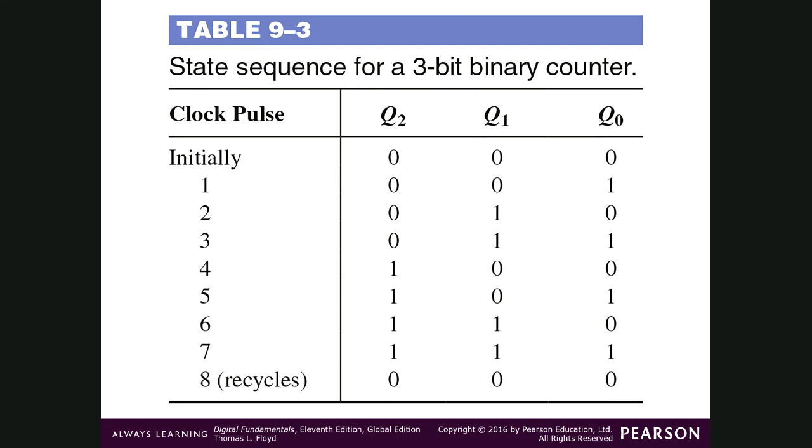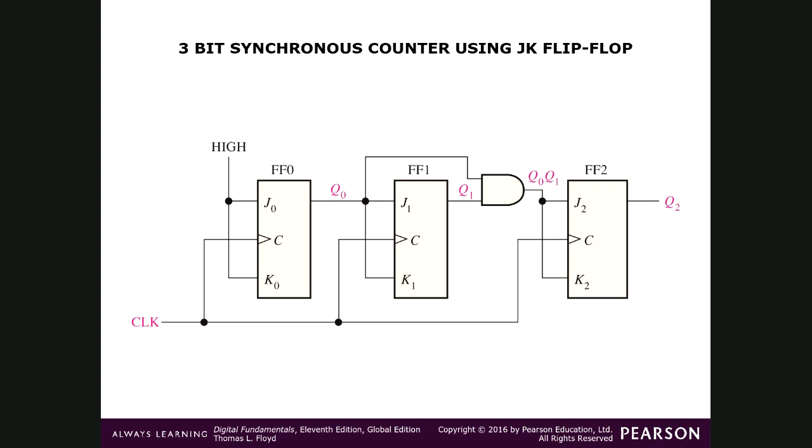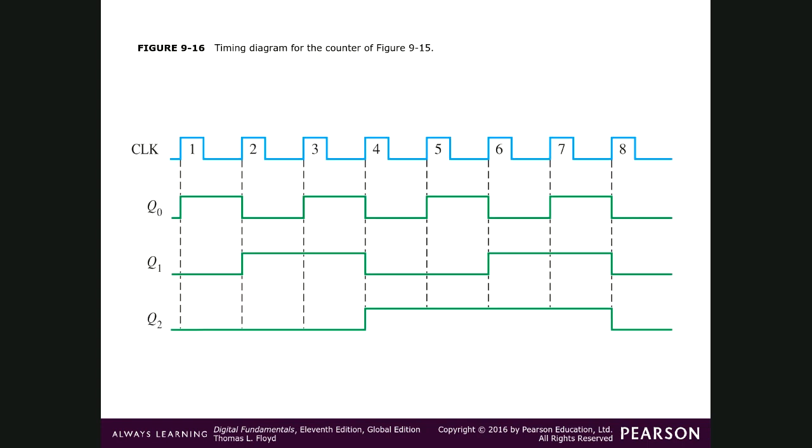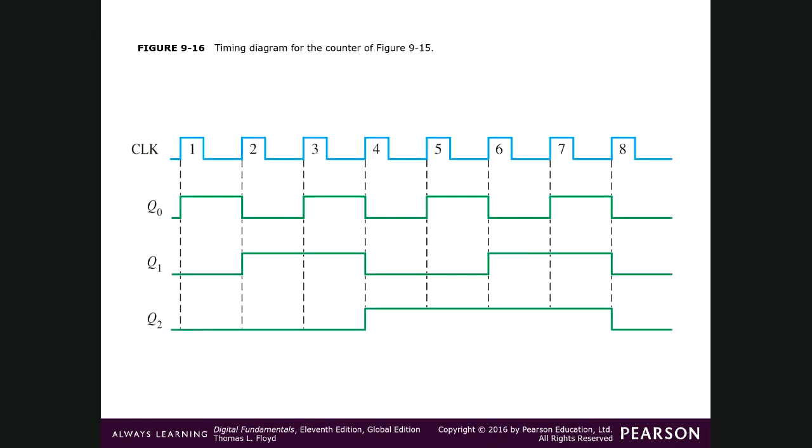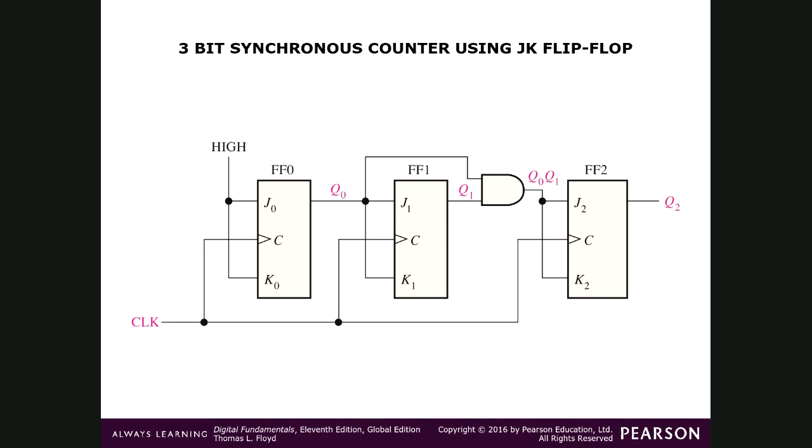Now, why are they putting an AND gate here? How can we explain it? For the first flip-flop, Q0, J0 and K0 are 1, so it is toggling: 0, 1, 0, 1. In each state it is toggling Q0. Why is it toggling each state? Because J0 is 1 and K0 is 1.